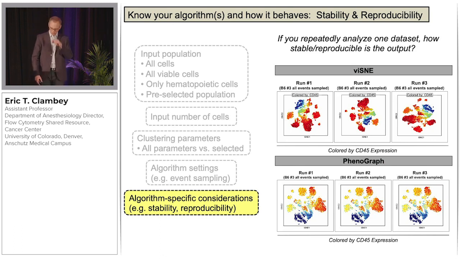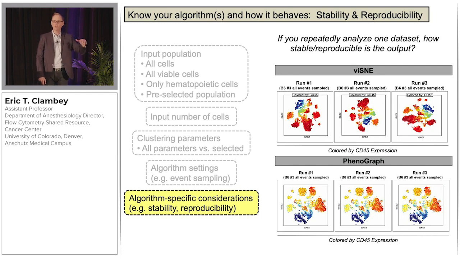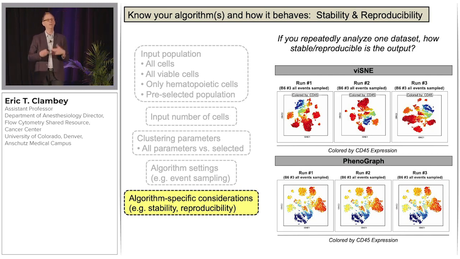Here are two examples. In the top case, we took one data set and ran it 3 times, and while the overall proportions of CD45 positive and negative cells is constant, the geometry of those different cellular islands varies. In contrast, the algorithm on the bottom, 3 independent runs, gave the exact same data visualization. I would say in the era of reproducibility, if you are analyzing data multiple times and getting different data visualization, this is a challenge for us to then convey our results to the larger field.